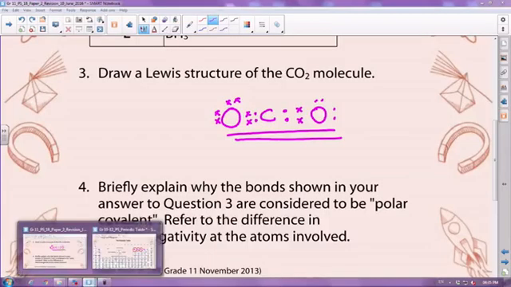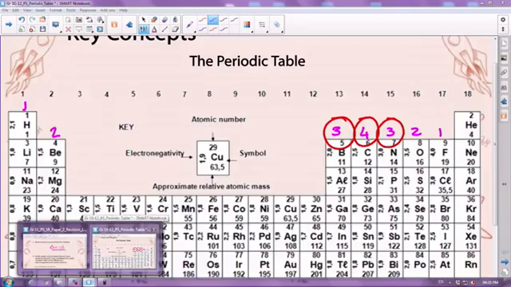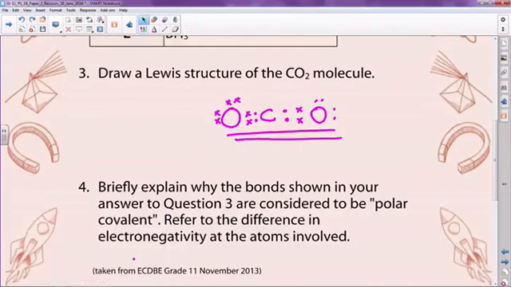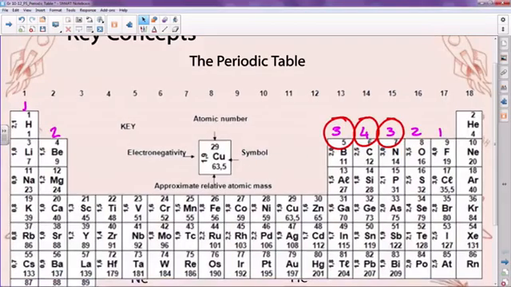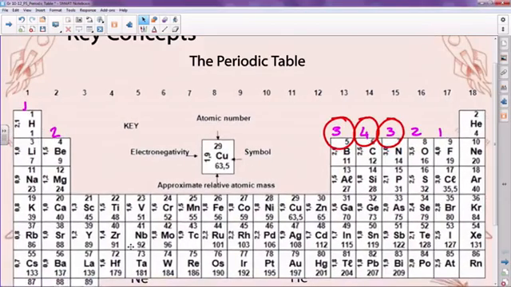Okay, everyone, time up. So let's have a look. I need my periodic table. On my periodic table, what I'm looking for is my electronegativity. Remember, it depends on which one you use, but this is the one that's normally given out. On the left-hand side of your block is your electronegativity.